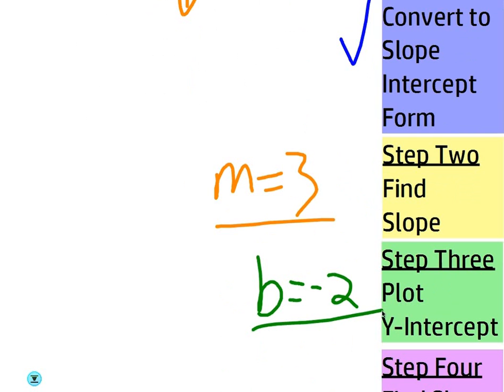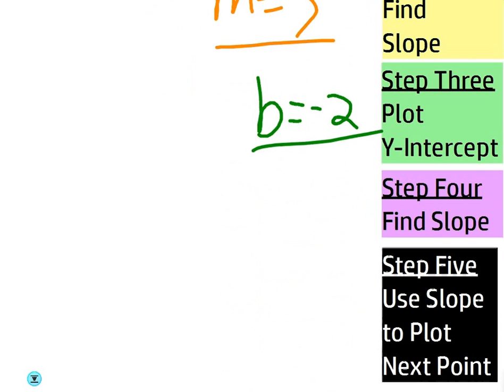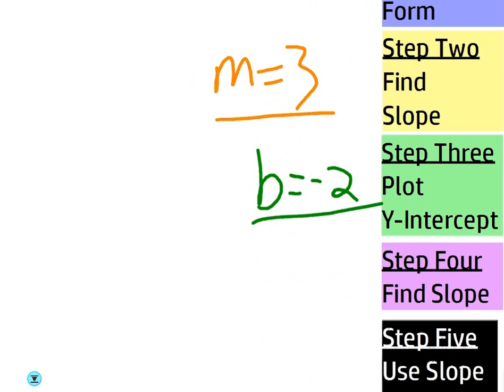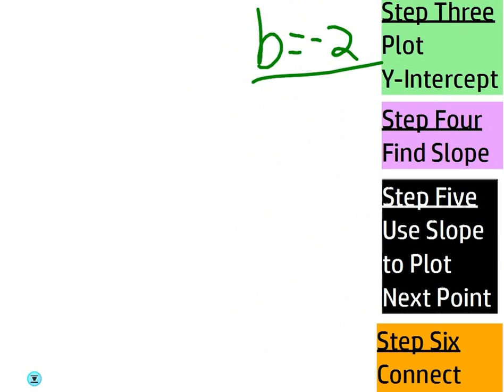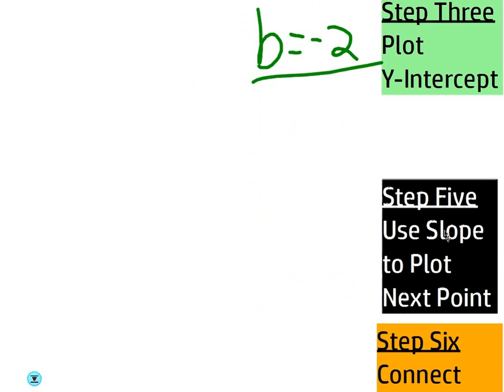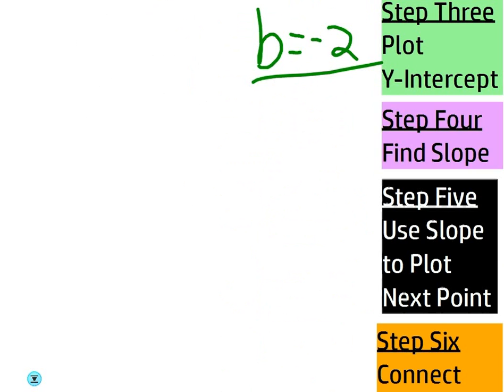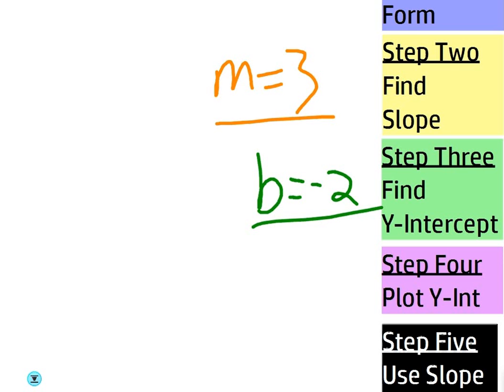Okay, the next step is to plot the y-intercept. I added an extra step that shouldn't be there. Let's just delete that. I'll fix it later. Oh, I should rename it. Okay. Find y-intercept. Now we're going to plot the y-intercept.